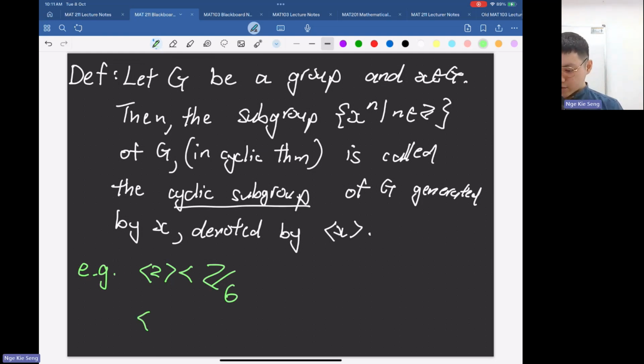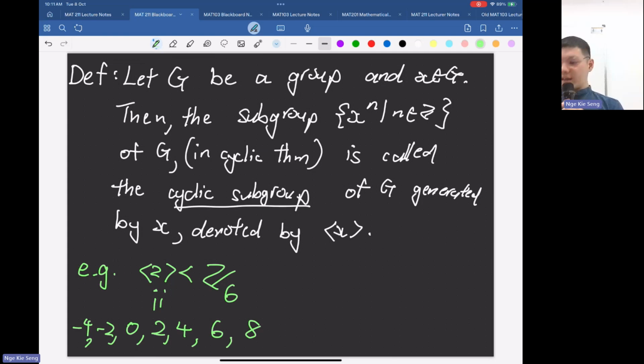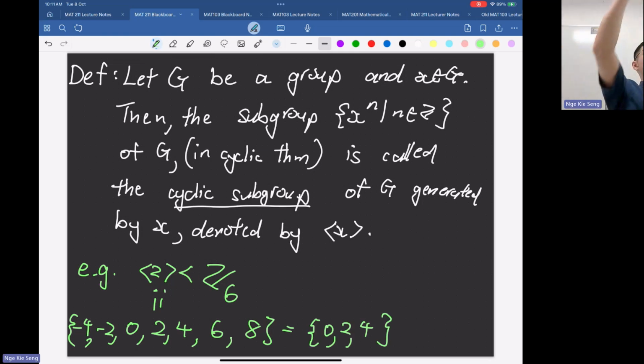So it is 2, 4, 6, 8, 0, minus 2, minus 4, right? Okay, but what are these? These can reduce to what? These can reduce to just 0, 2, and 4. So you come back to 0, 2, 4, 0, 2, 4, 0, 2, 4. Okay, so you get a cycle.